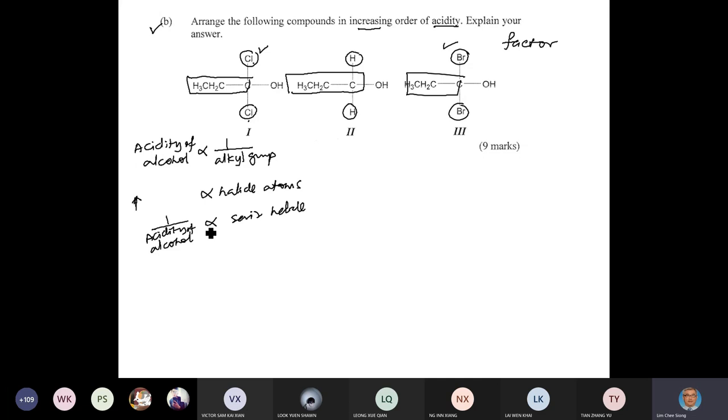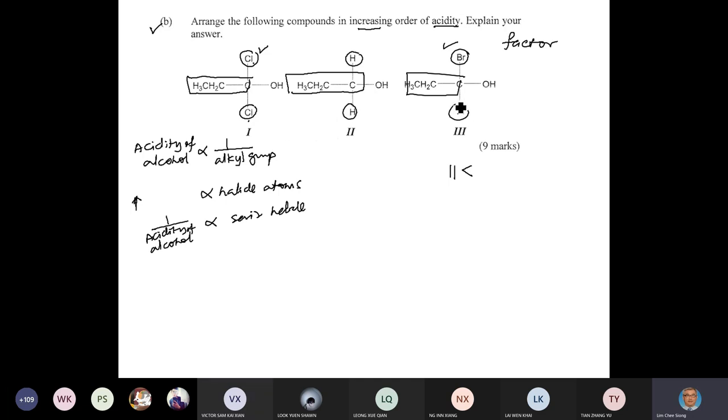Okay, for example, in this case, among 1, 2, 3, tell me first which one should be the lowest acidity. Number 2. Okay, so we know number 2 should be arranged to become the lowest. And which one should be the second lowest acidity? Cl and Br, which one?